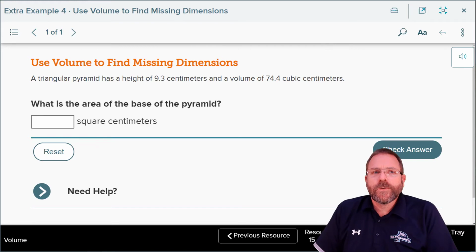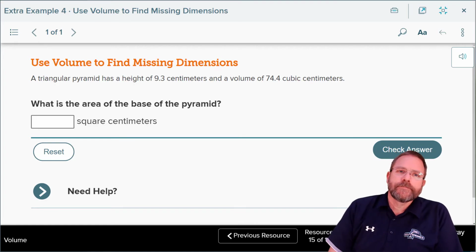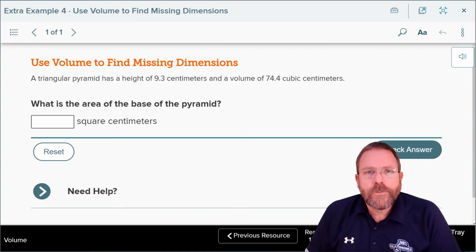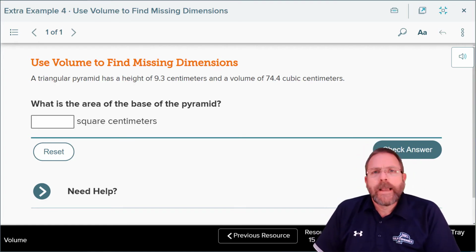Now it's going to be your turn. Solve this problem. Check your answer. Don't make it harder than it has to be. The problem tells us a triangular prism has a height of 9.3 centimeters and a volume of 74.4 cubic centimeters, and they want to know what is the area of the base. In other words, what is the base area?